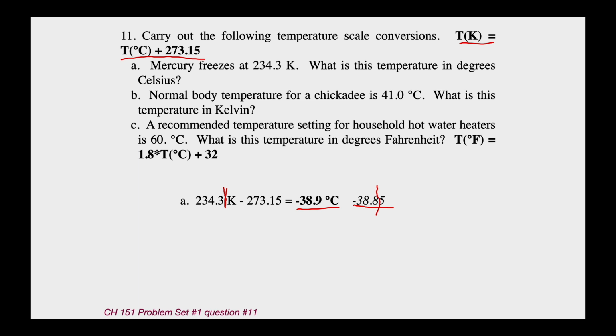The second question, this chickadee is 41 degrees Celsius, 41.0. What's the temperature in Kelvin? Okay, no problem. So we'll add 273.15 to it. Like with the last one, because 41.0 only goes to the 10th, our final answer will only be to the 10th. So even though the number gives 313.15, we're going to round that up. 313.2 Kelvin would be the answer.